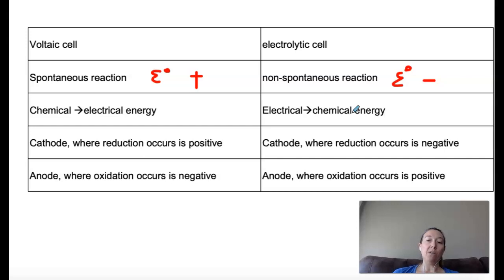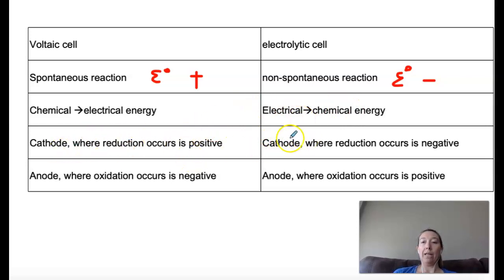So a lot of the pieces are going to stay the same within our cells. Okay, we're still finding the SOA, we're still finding the SRA. We still have reduction happening at the cathode, oxidation happening at the anode. We still have electrons flowing from oxidation to reduction, so from the anode to the cathode. We still find that cations migrate to the cathode and anions migrate to the anode. So a lot of pieces stay the same, but there are a couple of pieces that are different.